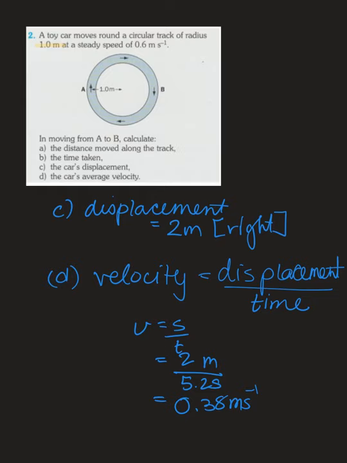But remember, that's just the magnitude. That's just the value. We still need, for velocity, a direction. And in this case, it's going to be the same direction as our displacement. It's to the right.